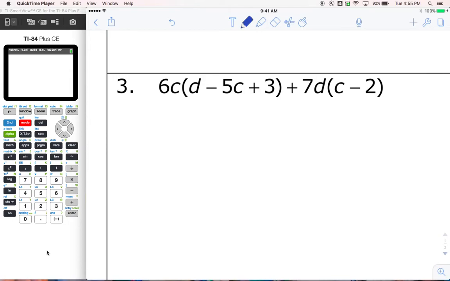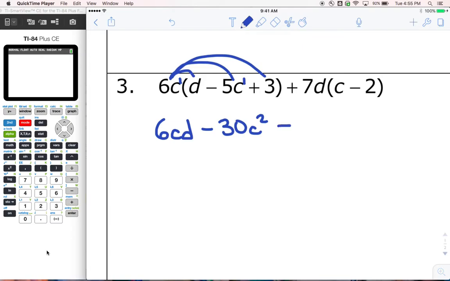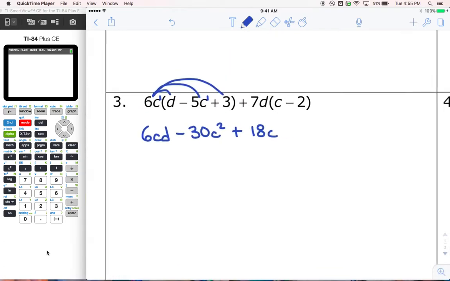6c times d. Well, I don't have any like terms here. I've got a c and a d, which means they just stay separated: 6cd. 6 times negative 5 is negative 30. And I got a c in both of these, which I get to add together and say c to the power of 2. And finally, 6c times 3. Well, 6 times 3 is 18. I don't have any c's here, so it just stays c to the 1 just from the outside.